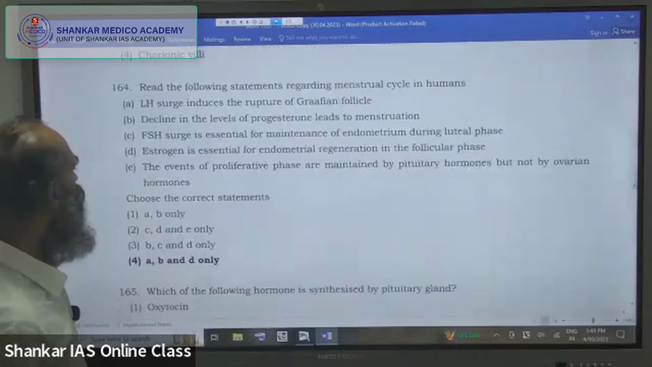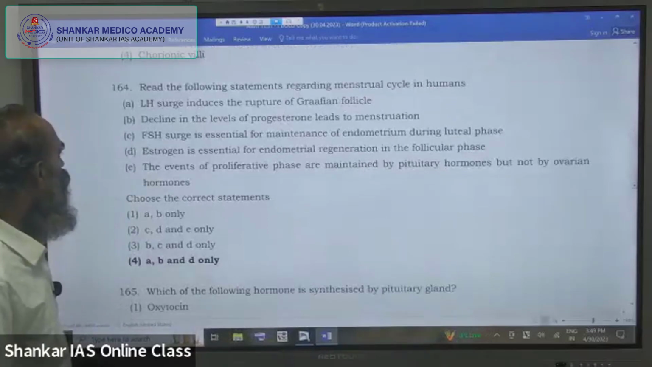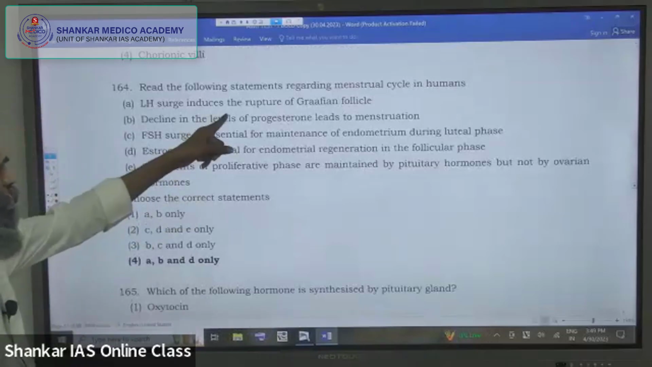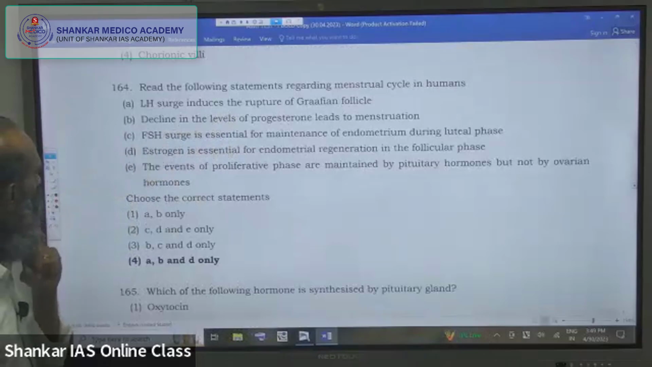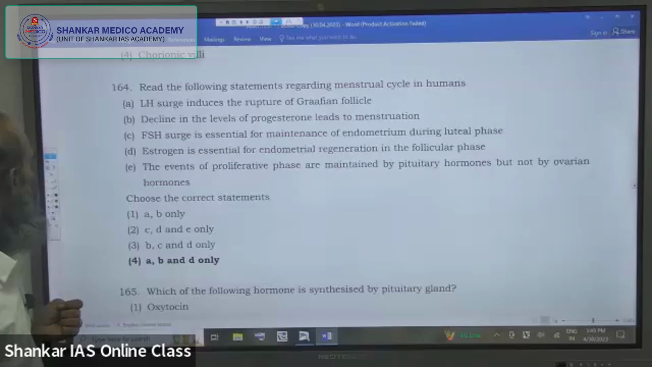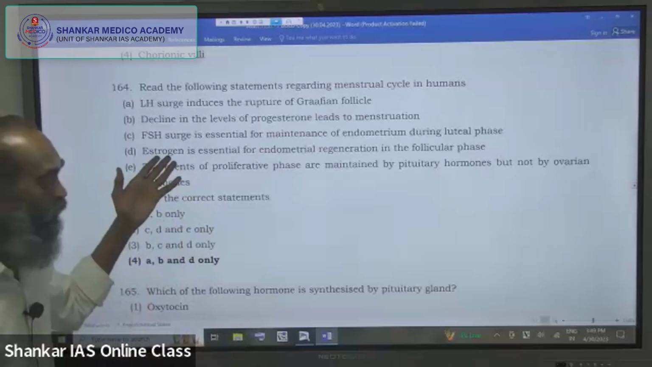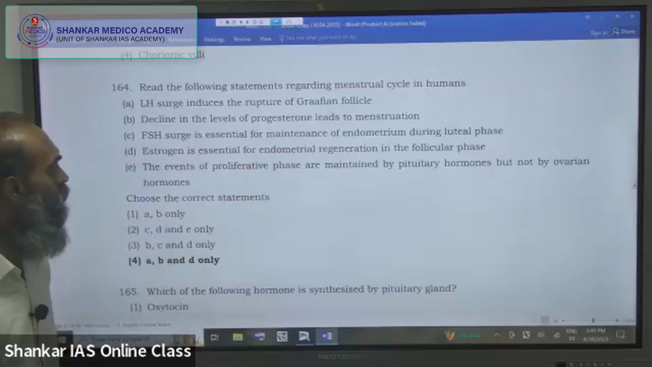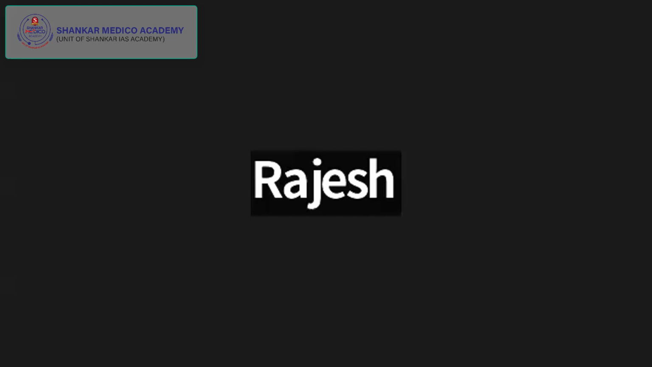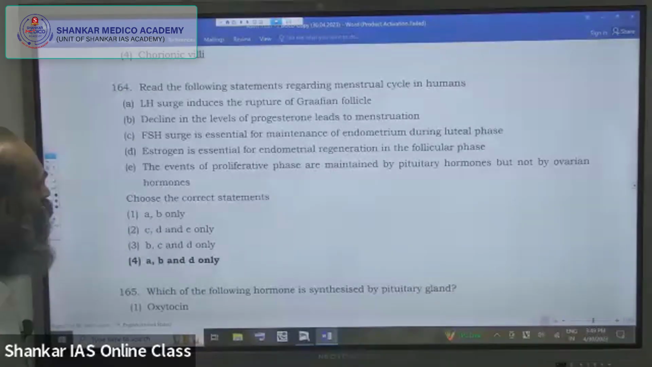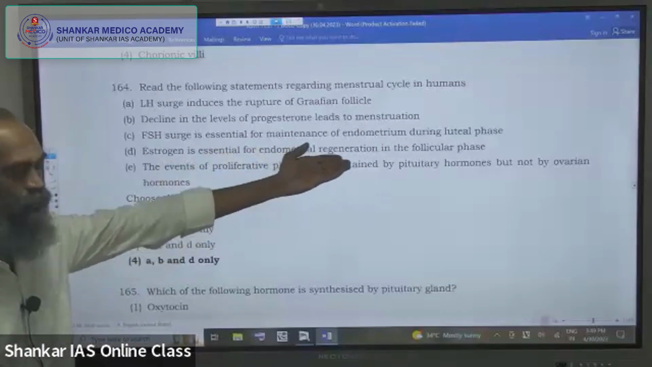Read the following statements about the menstrual cycle. Luteinizing hormone surge induces the rupture of Graafian follicle. True or false? Decline in the levels of progesterone leads to menstruation. Correct or not? Follicle stimulating hormone surge is essential for the maintenance of endometrium during luteal phase. Correct? FSH surge is required? What is the hormone required for maintaining the endometrium? Progesterone. Very good. Estrogen is essential for endometrial regeneration in the follicular phase. Is that correct?